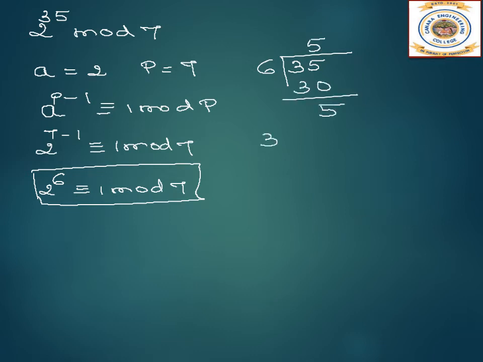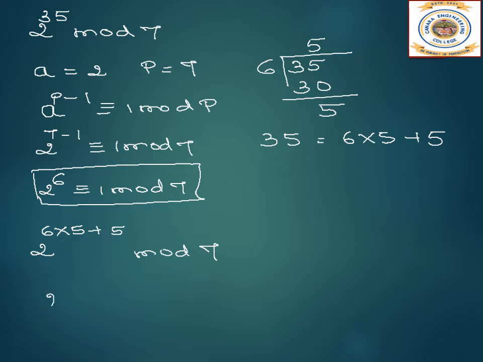So I can write 35 as 6 into 5 plus 5. So here I will write it as 2 to the power 6 into 5 plus 5 mod 7. So I can write this as 2 to the power 6 into 5, into 2 to the power 5 mod 7.